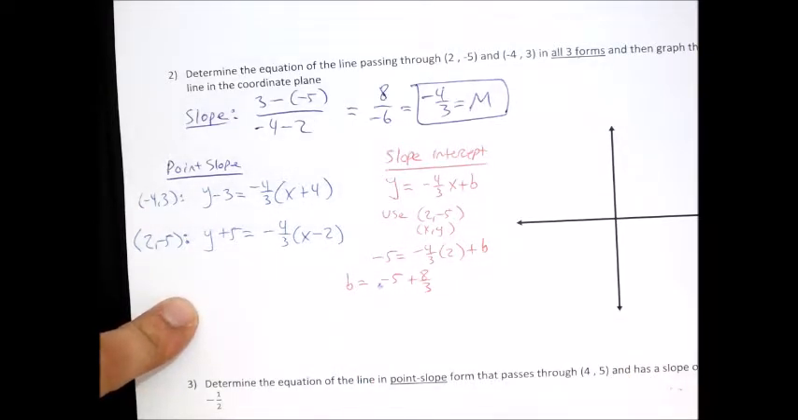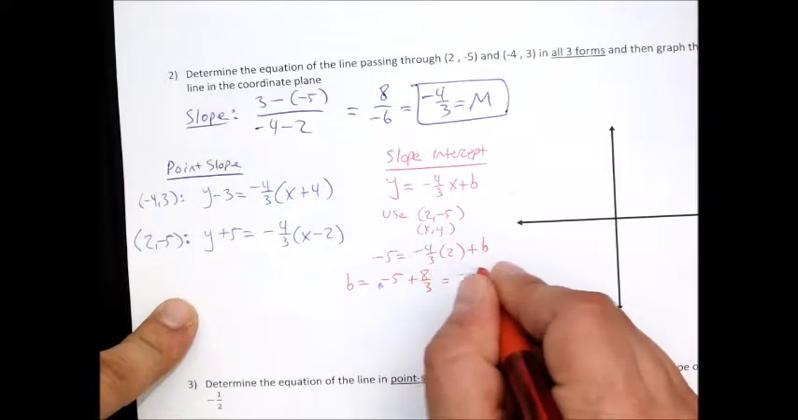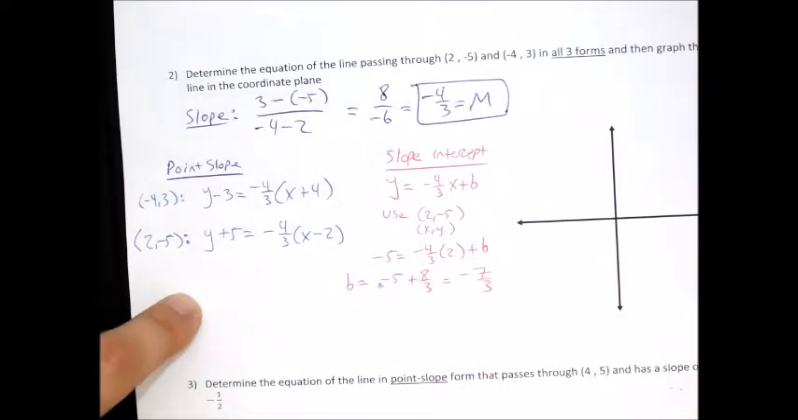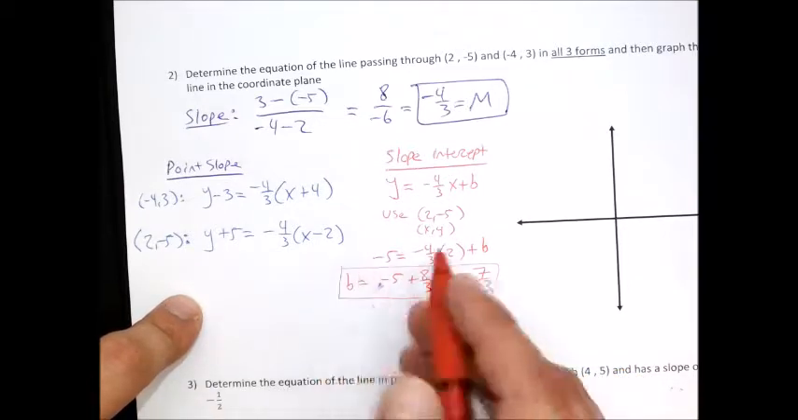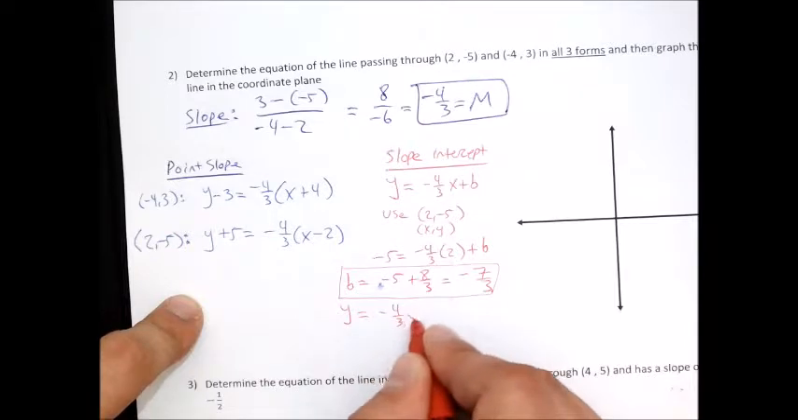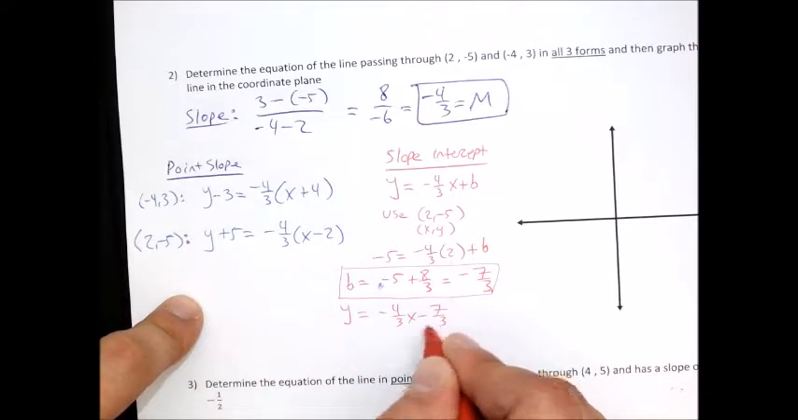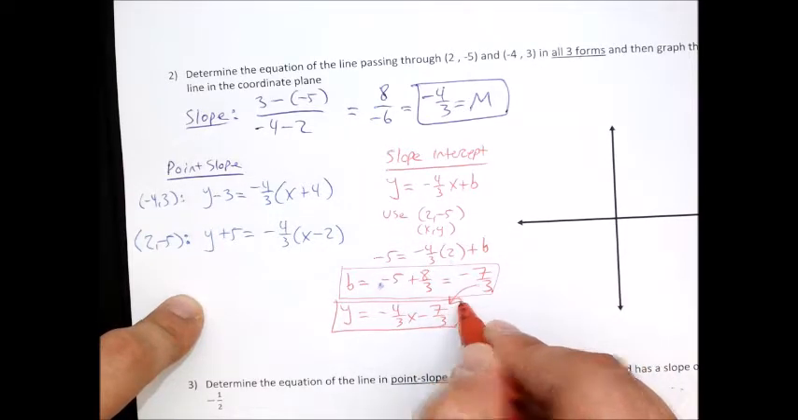So minus 5 becomes minus 15/3, right? Minus 15/3 plus 8/3 is minus 7/3. And so this is my b. Then I just plug it back into the equation, and we get y equals minus 4/3 x minus 7/3. So that b went right into the b spot.